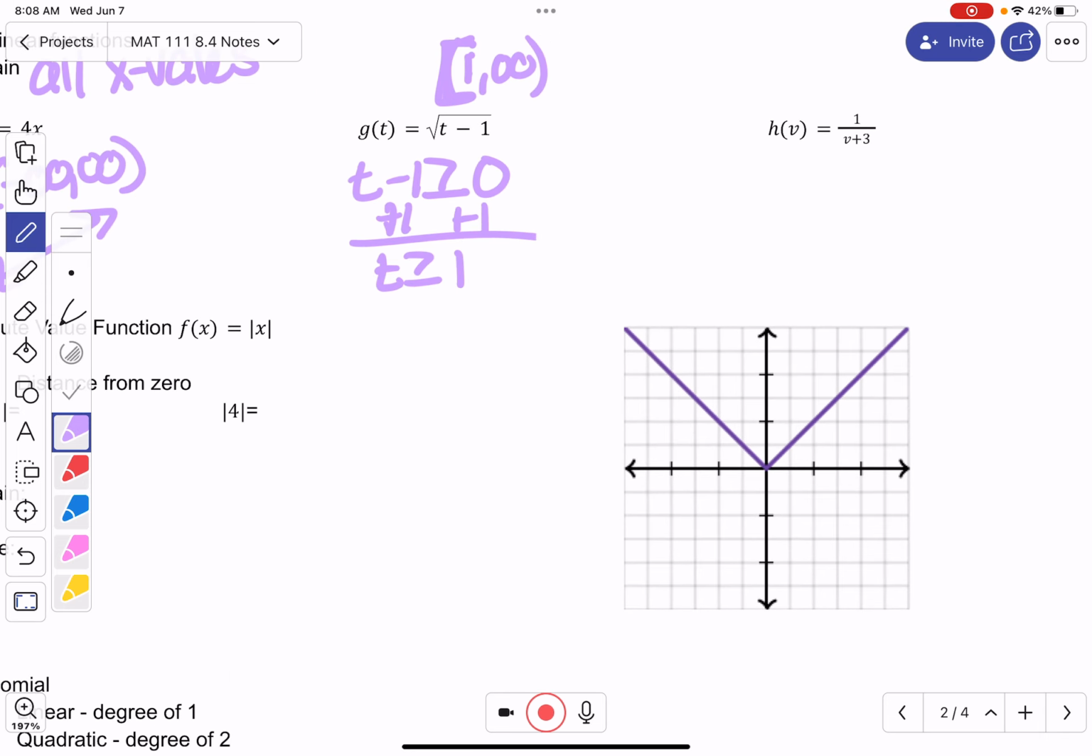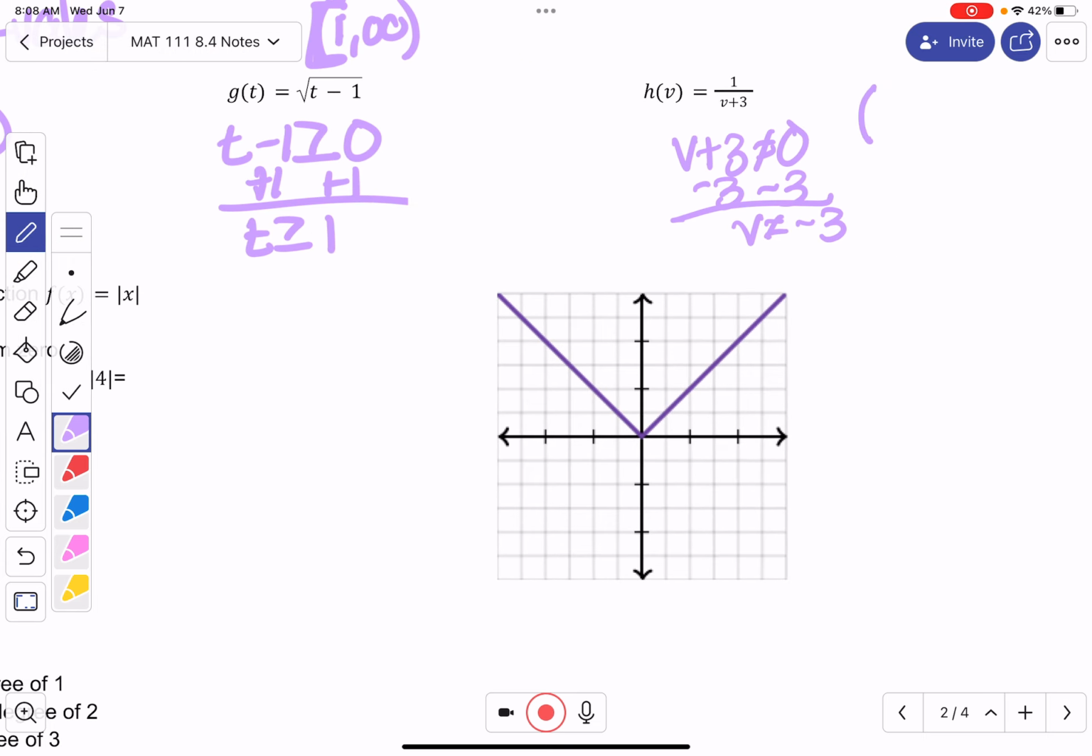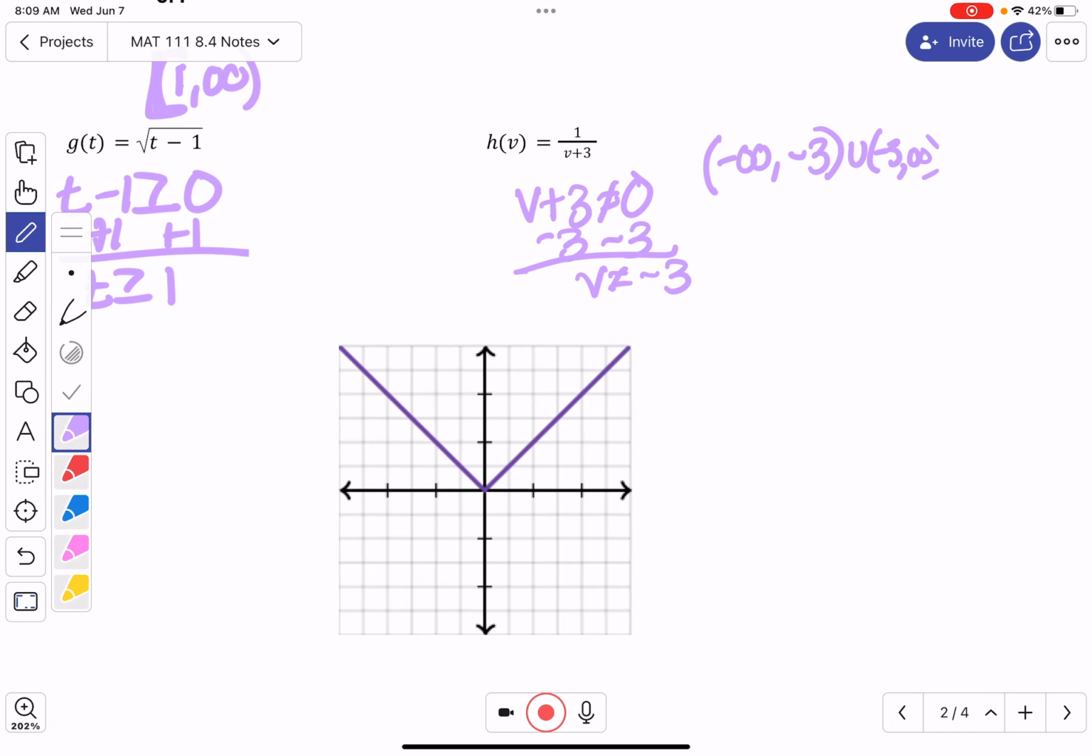For rational functions, where the fraction's on the bottom, you can't have 0 on the bottom of a fraction, so v plus 3 cannot equal 0. If you subtract 3 from both sides, you get v cannot equal negative 3. So the domain would be negative infinity to negative 3, and then negative 3 to infinity. And we're using parentheses because it can't actually touch negative 3.